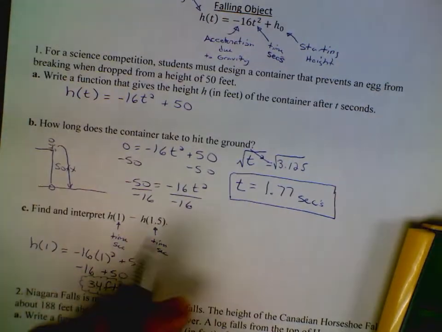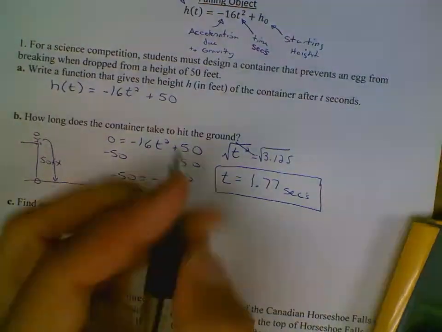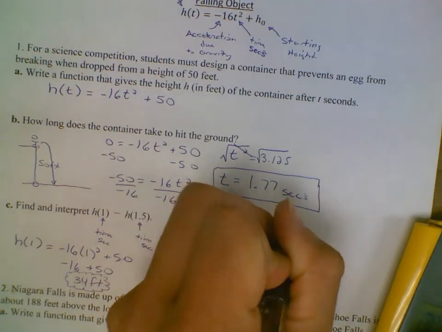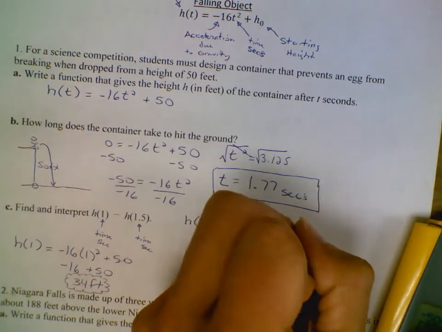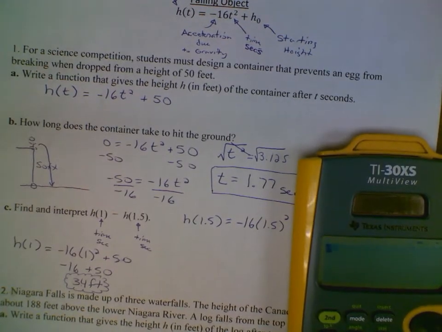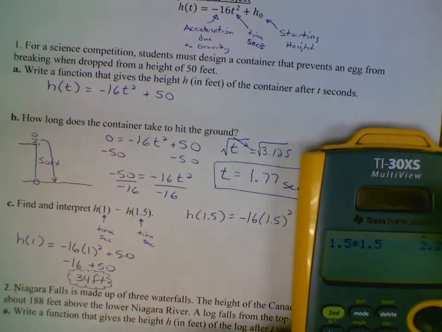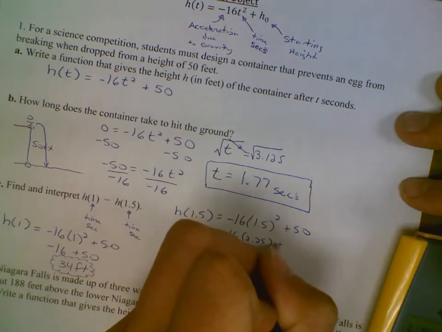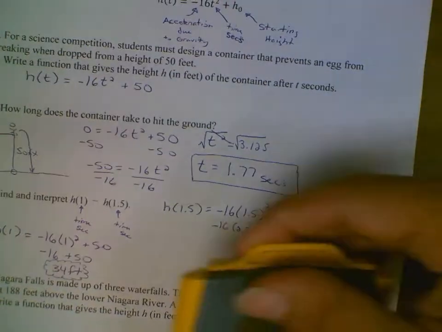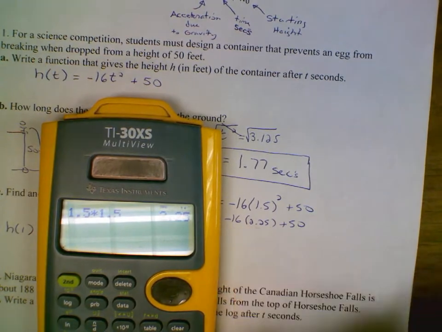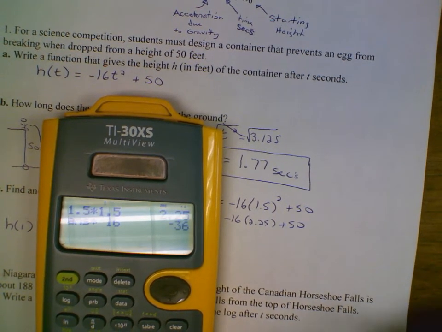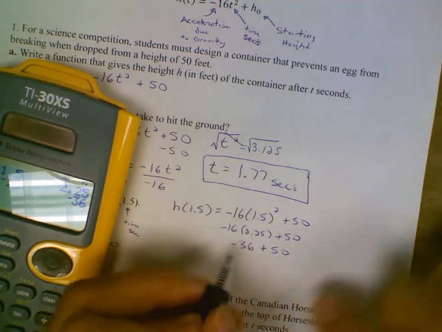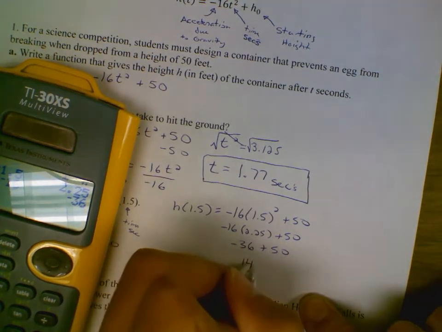Then I'm going to do the same thing with 1.5. I'm just going to plug that into the function. So h of 1.5 equals negative 16 times 1.5 squared. And then I'm adding 50 to that. So if I take 1.5 and square it, 1.5 times 1.5, I get 2.25. So negative 16 times 2.25 plus 50. And then I'm going to multiply the 2.25 by the 16, so times it by negative 16. I get negative 36. And then I'm adding 50 to that. So negative 36 plus 50, that's going to give me 14 feet.